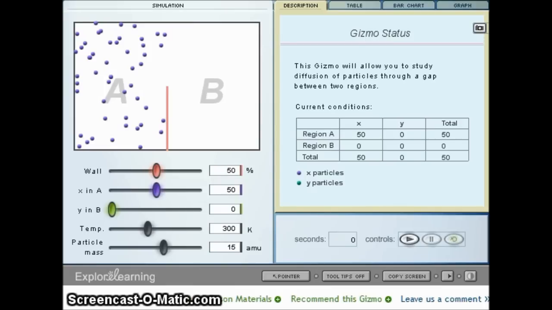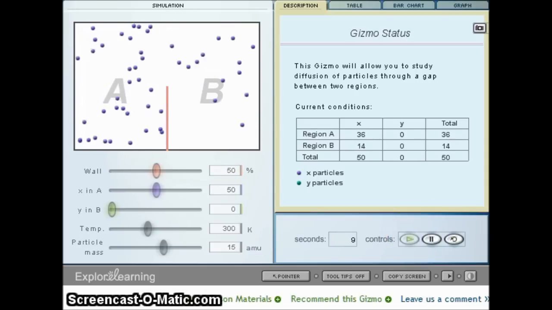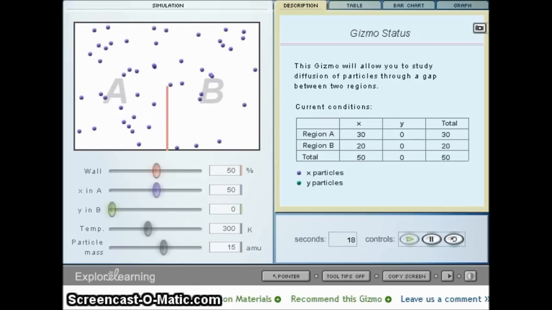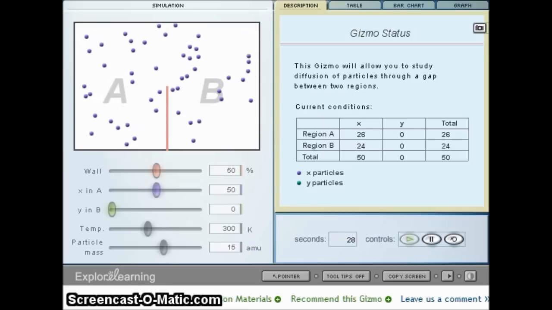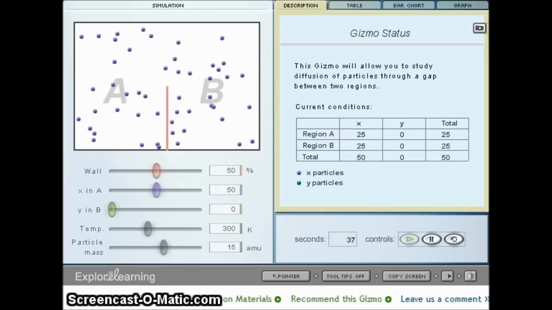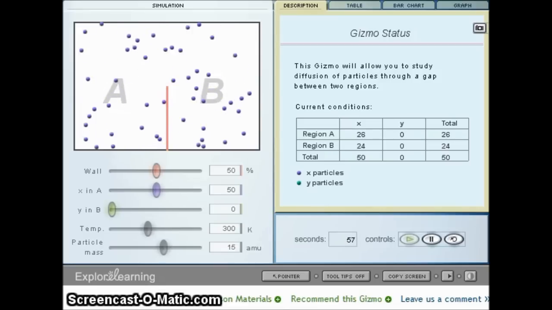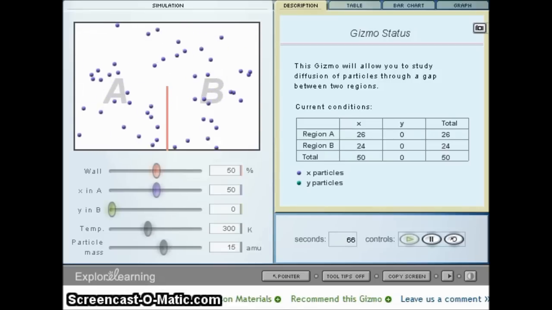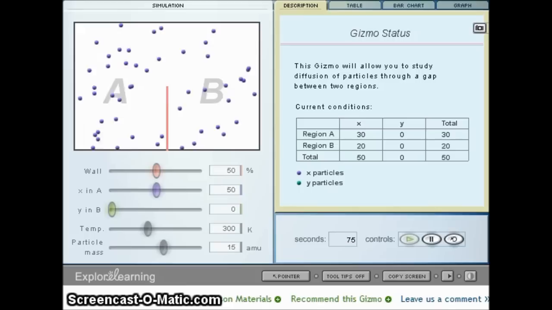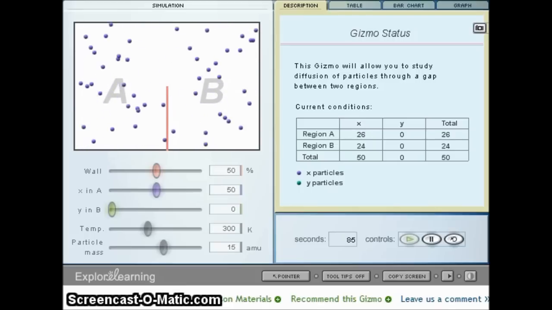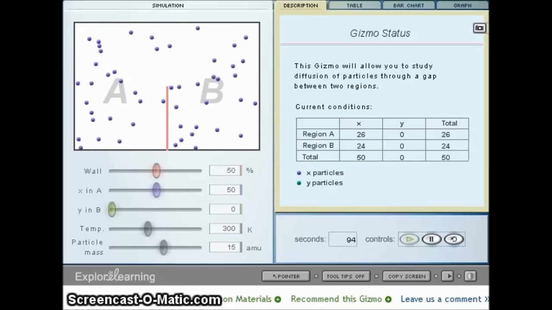There are two regions, A and B. In this simulation, region A begins with 50 particles, region B, 0 particles. Through just random bouncing around, particles in region A gradually drift over to region B. Eventually, there is an average of 25 particles in each region, remaining that way even as the particles continue to bounce around. At this point, we say the concentration of particles in region A equals the concentration of region B.